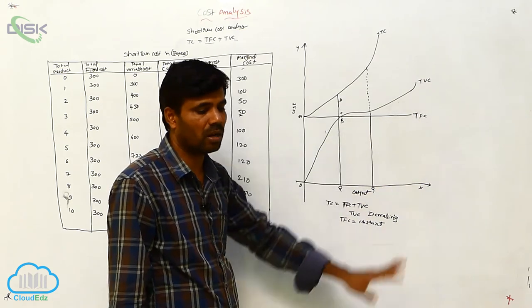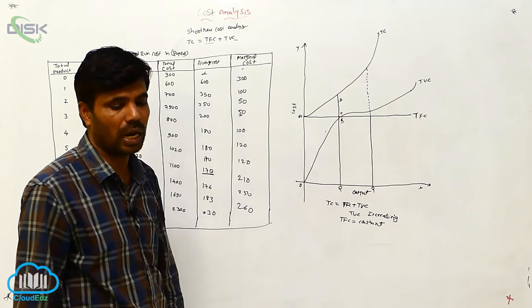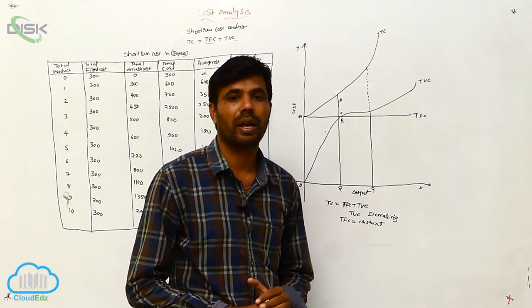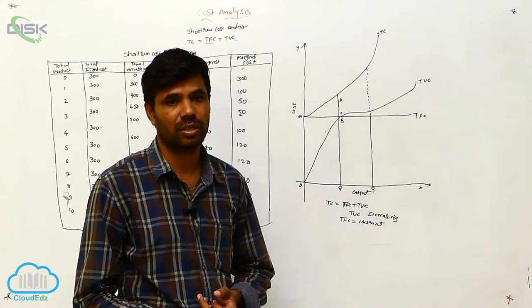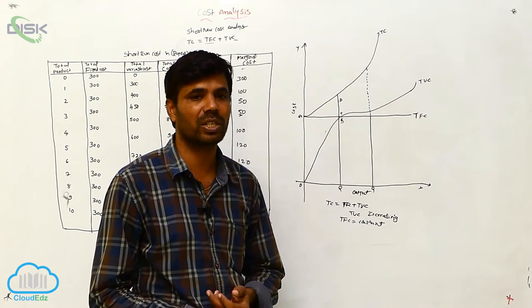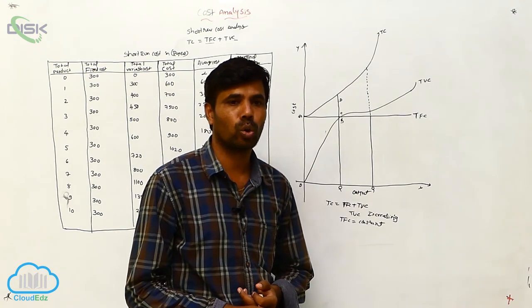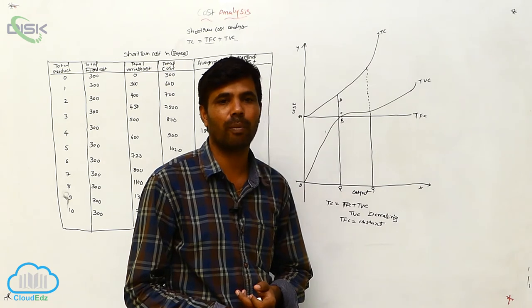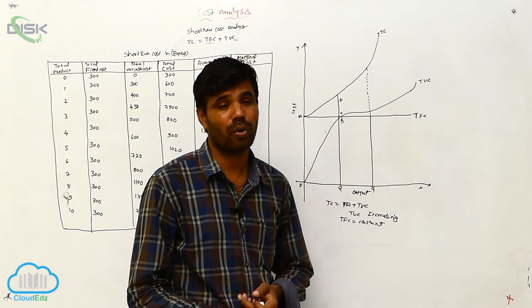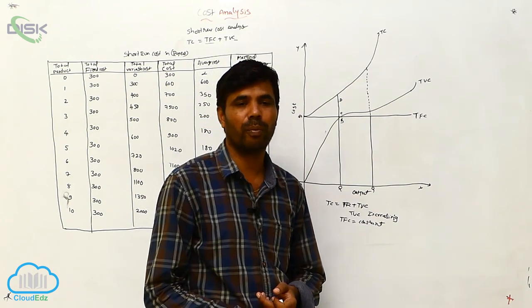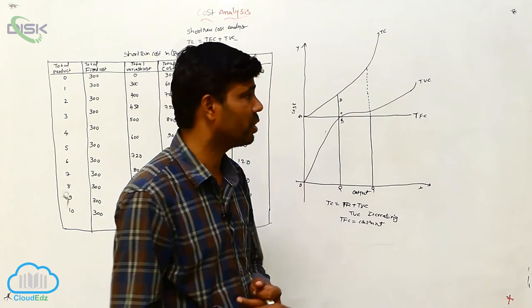Okay, this is the curve of short run cost analysis. What is the next one? Relationship between average cost and marginal cost. So what is the relationship between average cost and marginal cost? How to get the average cost? Total output divided by number of units, you are getting the average cost. What do you mean by marginal cost? If you are making the output of an additional unit, you are getting this marginal cost.